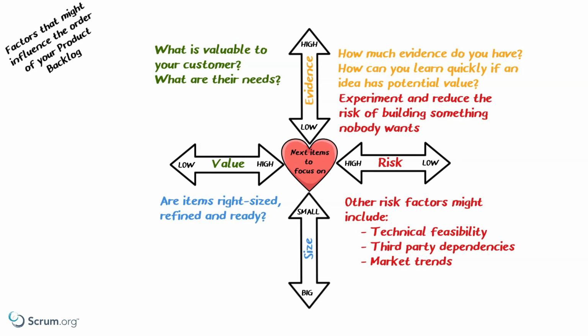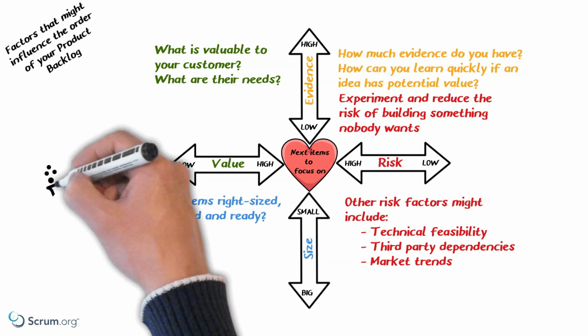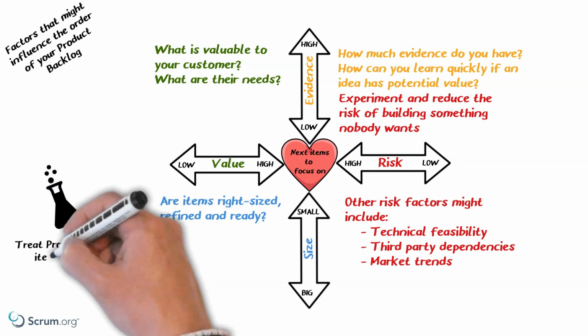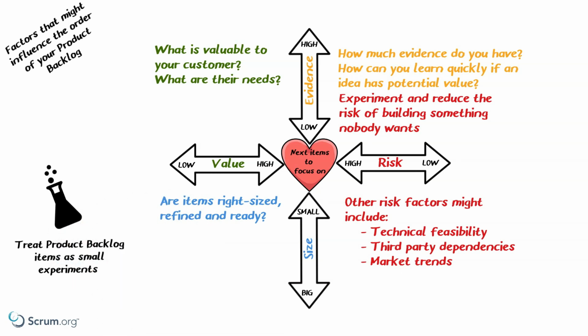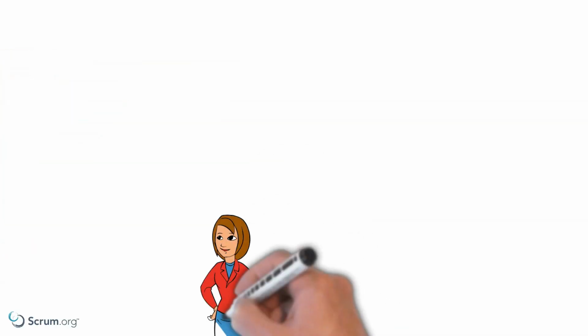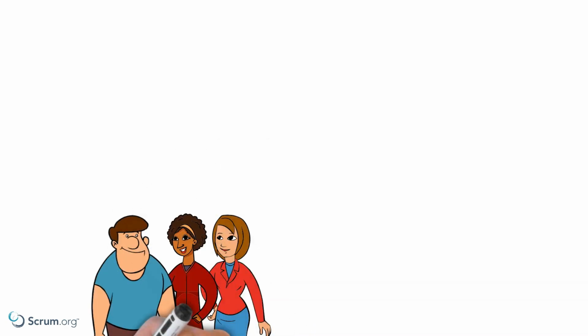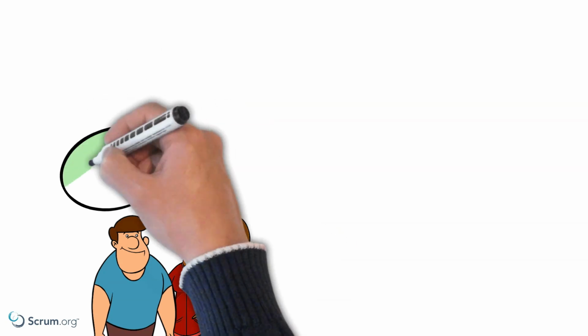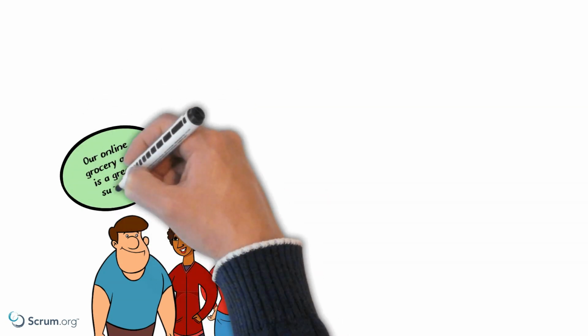Take an empirical approach and treat the work on the product backlog as small experiments that you and your team can learn from. Getting early feedback helps you reduce the risk of building stuff that nobody wants. Let's look at an example of a Scrum team ordering the product backlog. As part of product backlog refinement, Claire, the product owner, has set time aside to order the product backlog with help from Blake and Nisha.